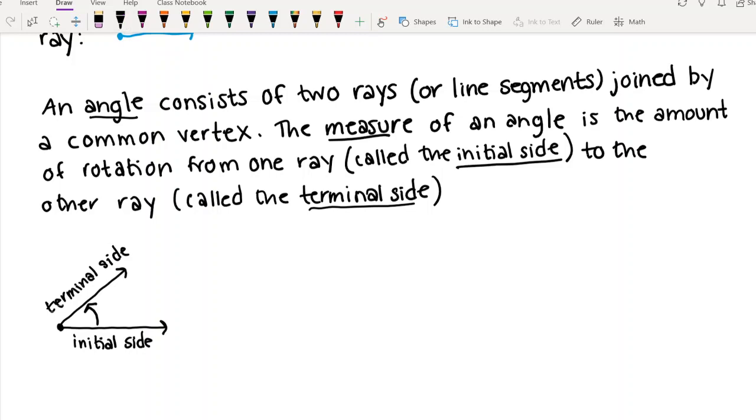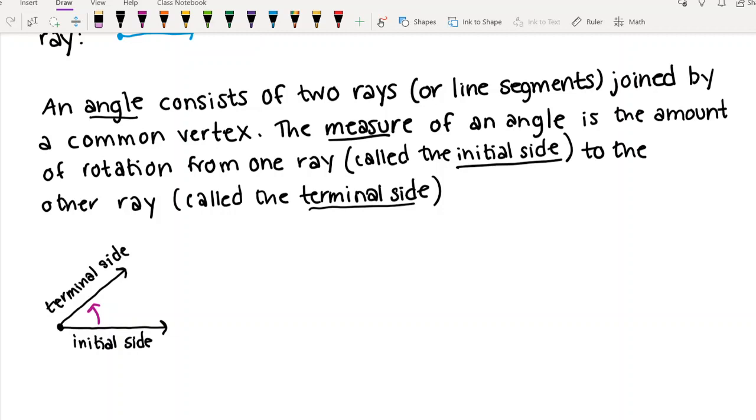Let me get some color in here. I'm going to give us some color for the angle. So the measurement of the angle is basically how much rotation it takes to go from the initial side to the terminal side. So initially, in the first part of the video, we're going to be talking about measuring angles using degrees. In a moment, we'll get to what some common numbers of degrees look like as an angle. I don't want to clutter this up too much.